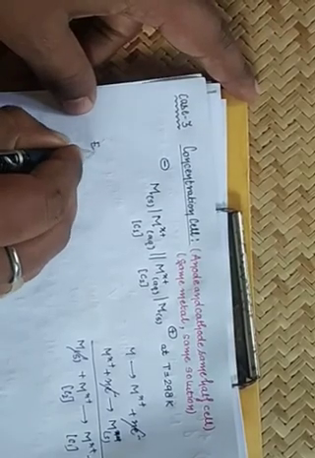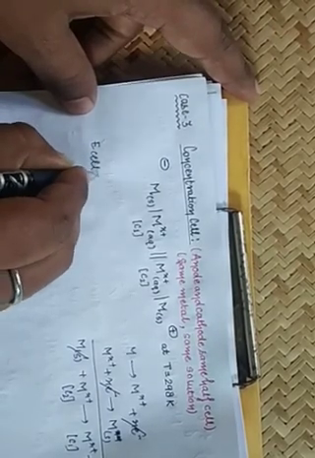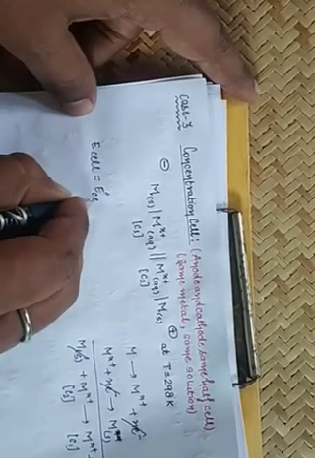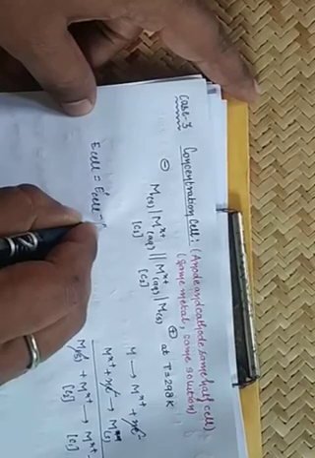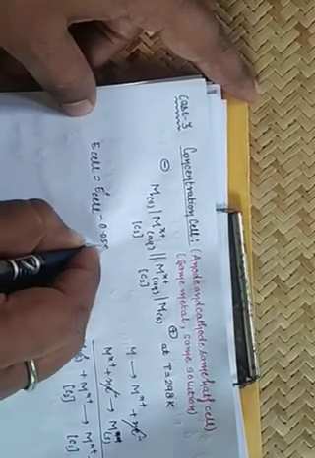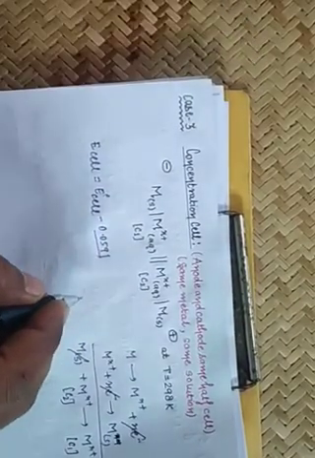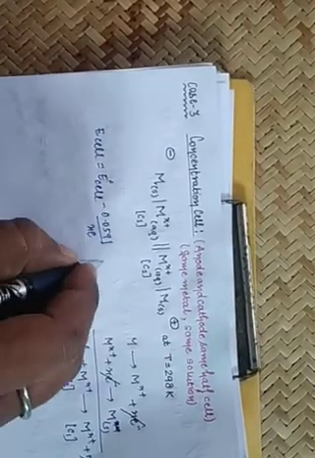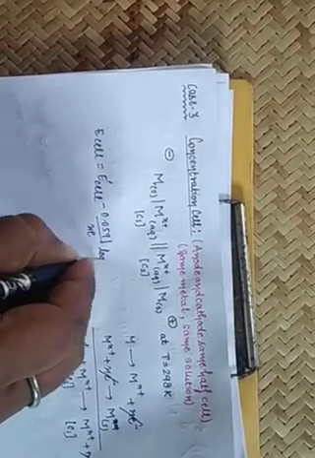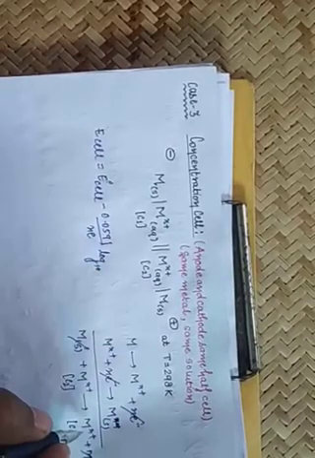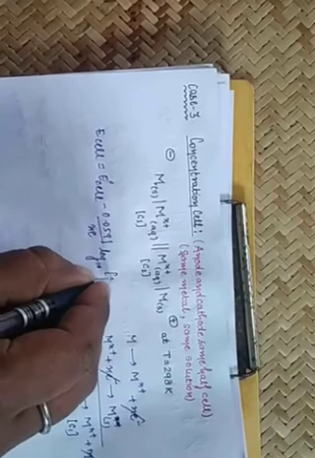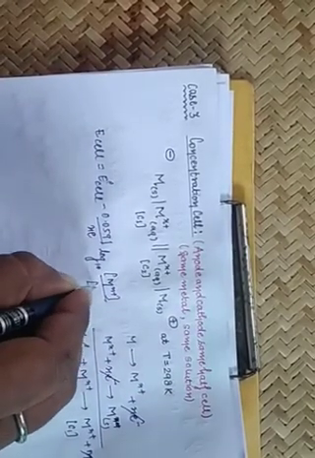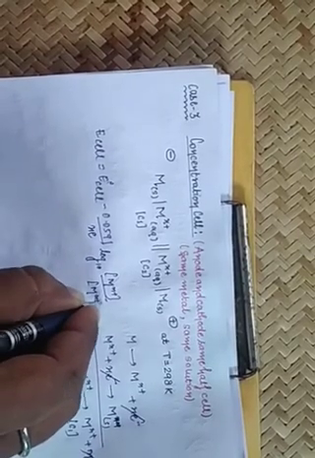Now you know the Nernst equation formula. E cell is equal to E naught cell minus 0.0591 over x electrons, and log of base 10 of product upon reactant. Product is Mx plus, and reactant is also Mx plus. This is the concentration term.